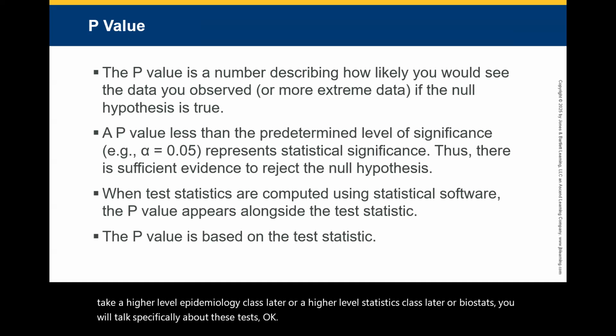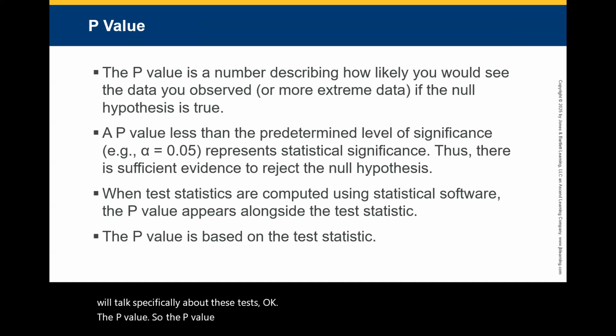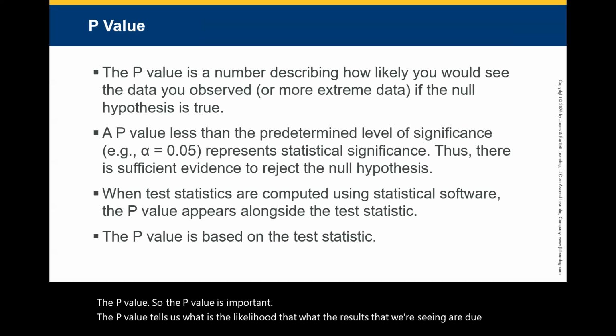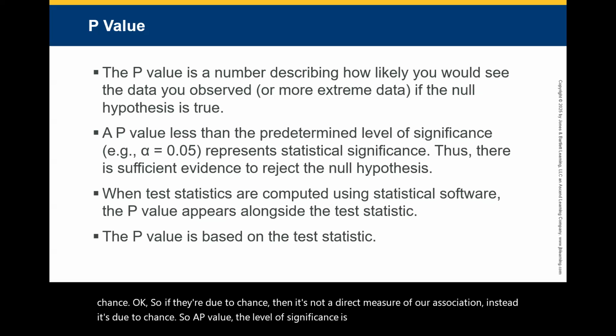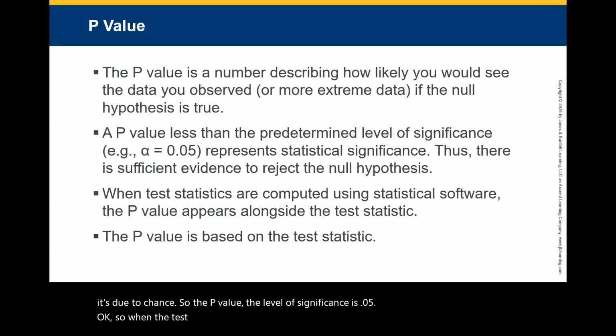The p-value is important. The p-value tells us the likelihood that the results we're seeing are due to chance. If they're due to chance, then it's not a direct measure of our association. The level of significance is 0.05. When the test statistics are computed using software, you're going to see that p-value alongside the test statistic.